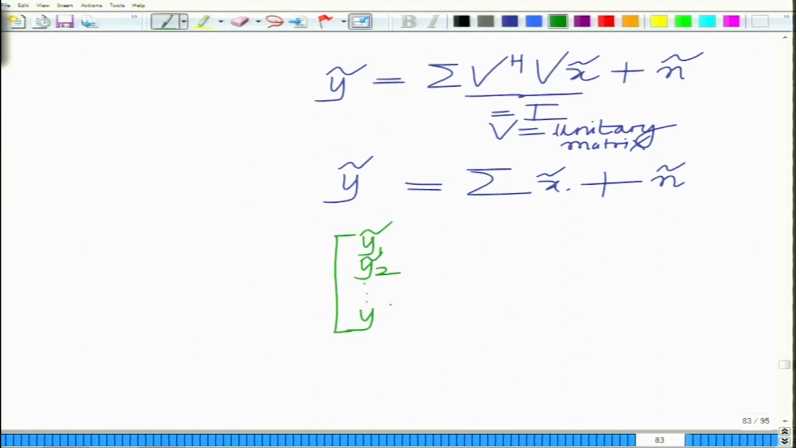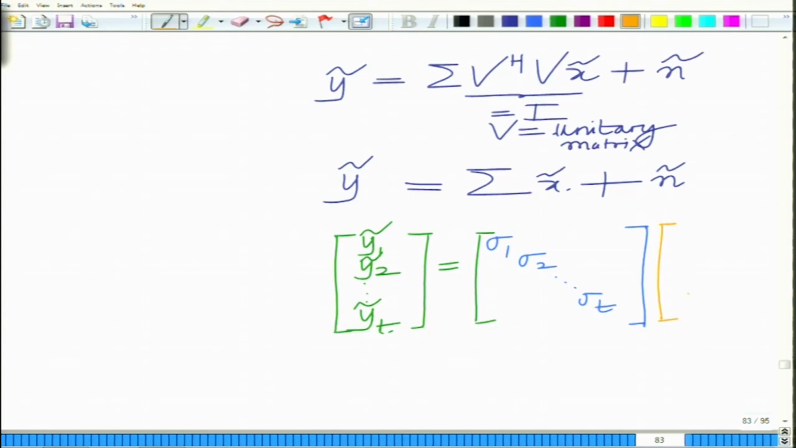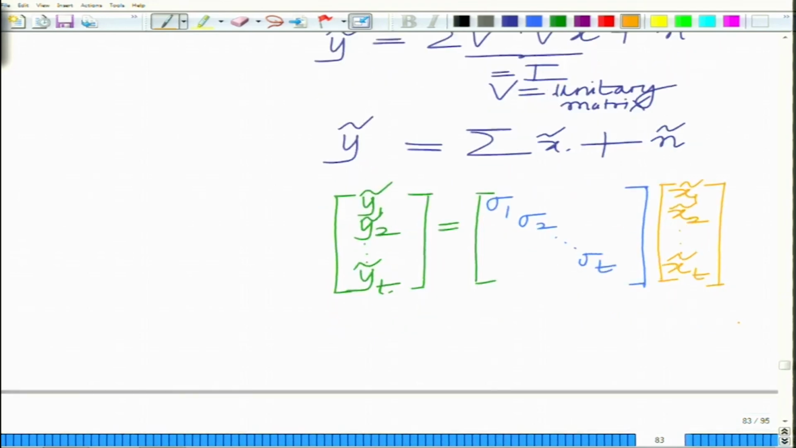So, this will be y1 tilde, y2 tilde, yt tilde. In fact, just write it out explicitly. So, you have y tilde equals Sigma times x1 tilde, x2 tilde, that is the original symbols before precoding, which is what we are interested in, plus you have your n tilde vector.